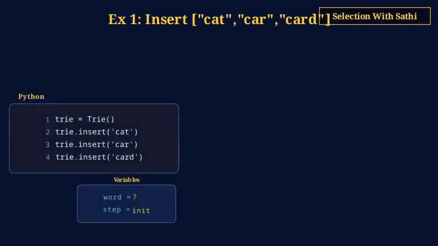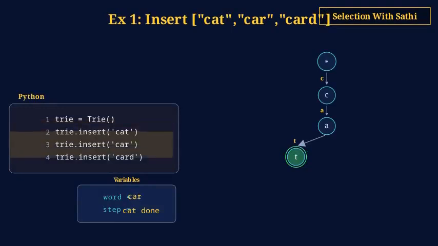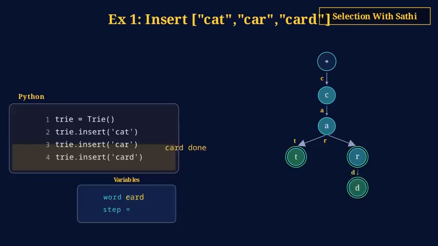Let us trace inserting cat, car, and card step by step. Insert cat. Start at root. C is not a child, create it. Move to C, A is not a child, create it.